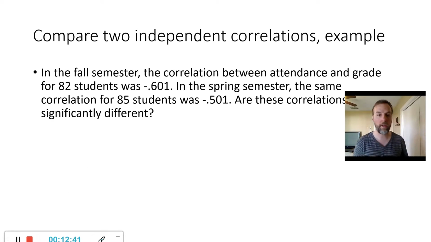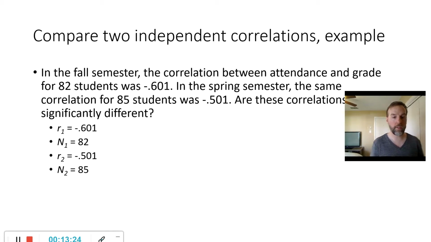So here's an example of that. The first part of the data is data I got from my class. With 82 students, the correlation between attendance and grade was negative 0.601. That's the value after we removed outliers, which would be the best data to look at. The second part I've made up, I haven't actually done this twice yet, but let's pretend that in the next semester, 85 students had a correlation of negative 0.501. If you run this experiment twice, with different participants, factors change. You don't expect exactly the same value, but are they comparable or significantly different?